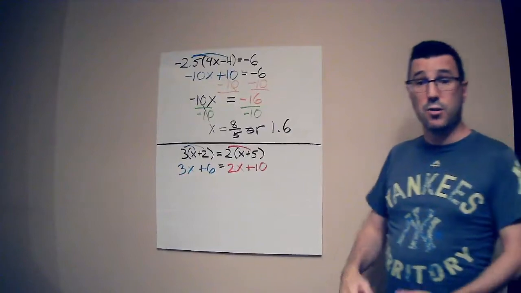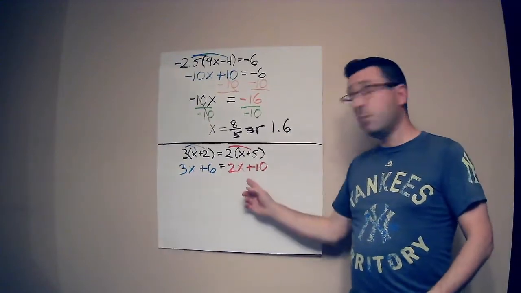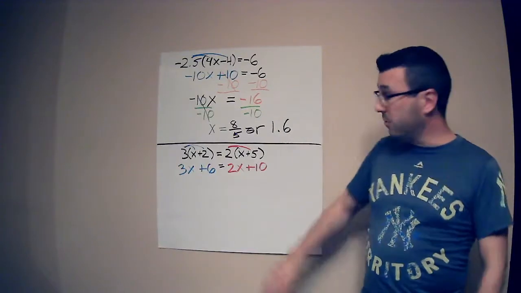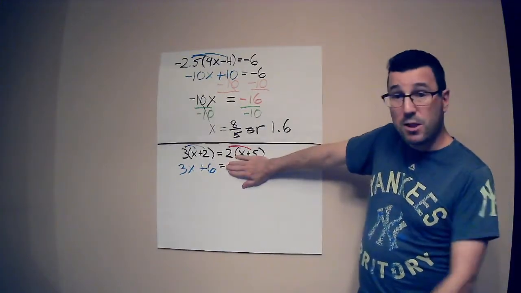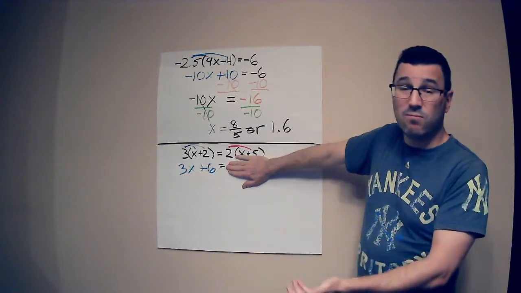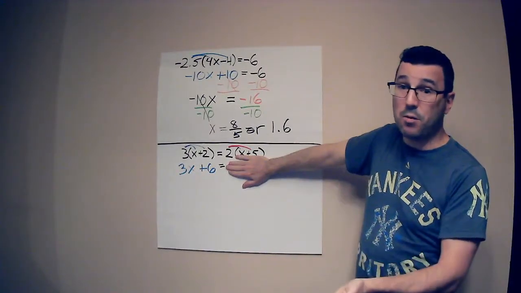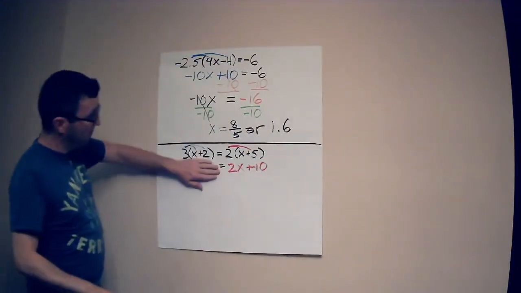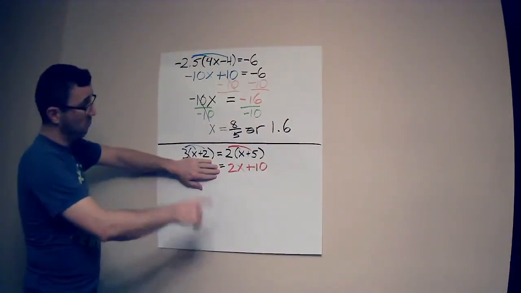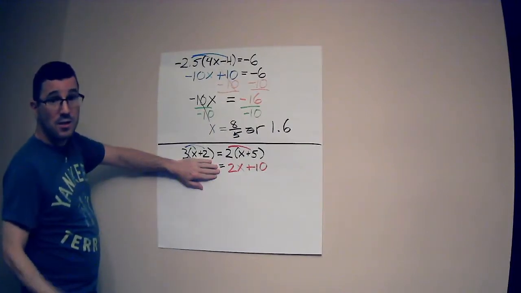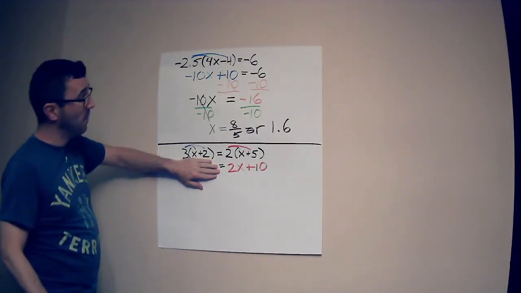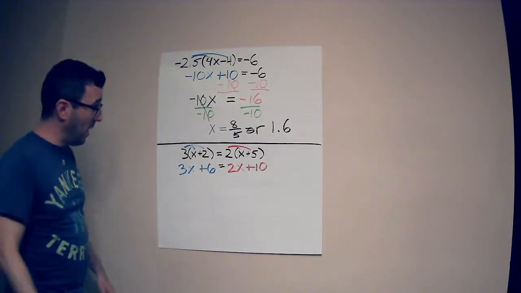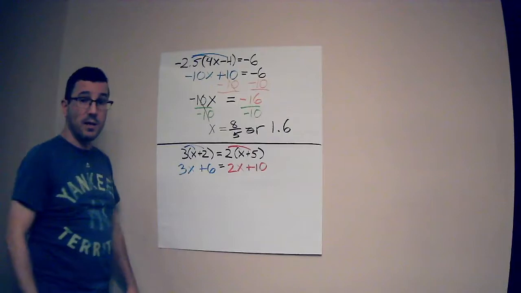I ask my questions. Do I have fractions? I have no fractions. Are there like terms on the same side of the equal sign? I only have a 3x and a plus 6 on that side. They're not both x terms. They're not both constants. Not like terms. 2x plus 10. They're not both constants. They're not both variable terms. Therefore, no like terms. Is the variable on only one side? Nope. It's on 2 sides.